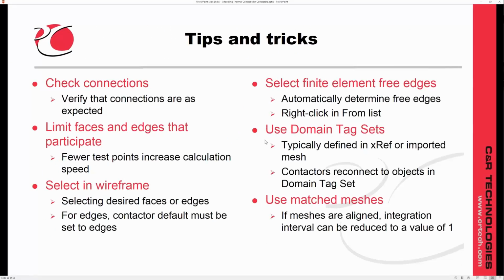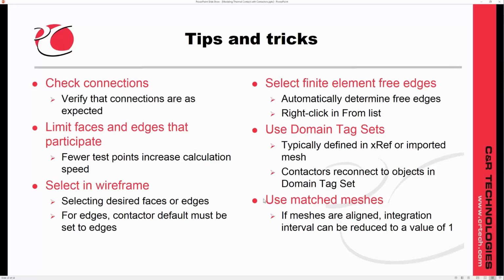These other two I'm not going to show, but using domain tag sets, typically domain tag sets are used to bring in lists of objects from either XREFs or an imported mesh, such as those from TD Direct. And then contactors can reference domain tag sets. If you make a change in either the XREF or in the mesher and re-import that mesh, the contactors can update automatically to whatever's now included in that domain tag set.